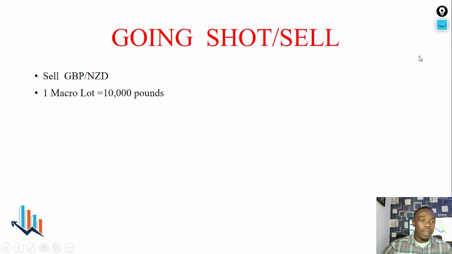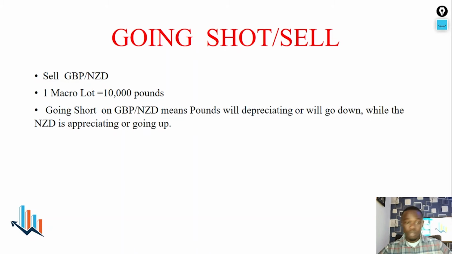Going on, this time we are going to trade one micro lot. As we are going to sell, we are going to sell 10,000 pounds, and also going short on pound New Zealand means the pound will depreciate, the pound will go down, while the New Zealand dollar will appreciate.